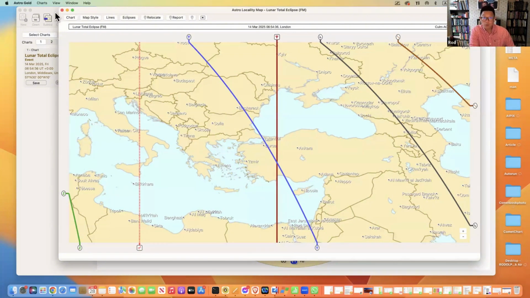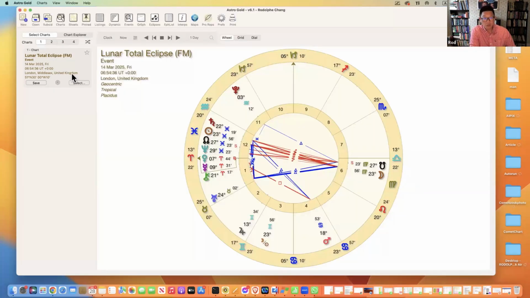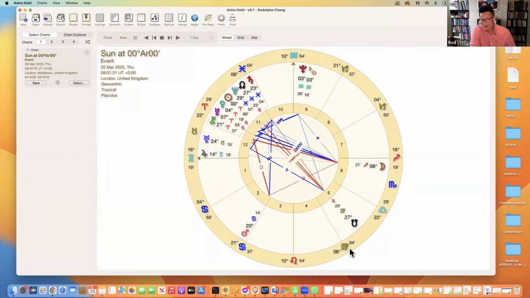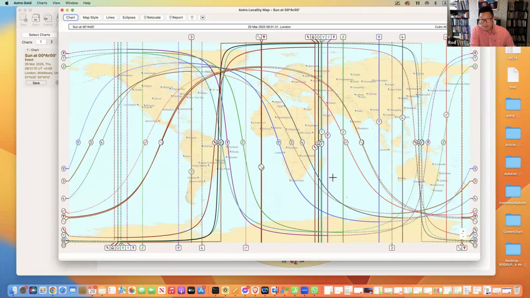All right, so what's the next chart we should look at? Let's look at the Aries ingress chart, the recent Aries ingress chart that just happened last week. Okay, the Aries ingress chart. All right, let me show you first on London. Okay, we have Jupiter on the ascendant in London, but with the map, I can show you much more easily. Okay, let's see how about this one.